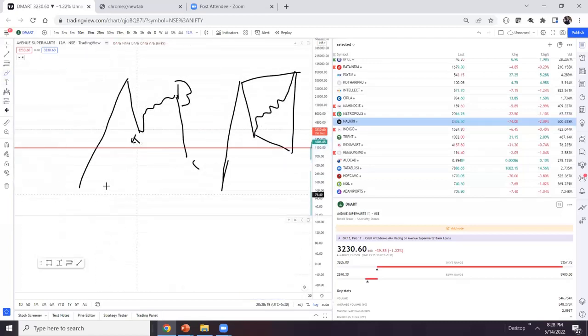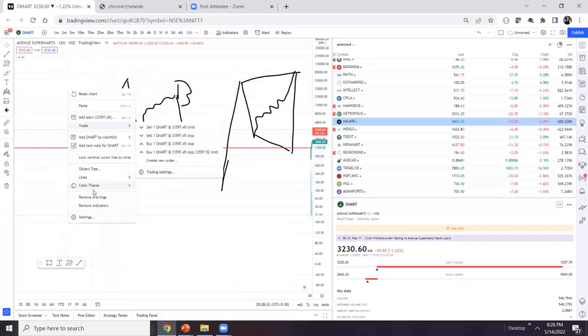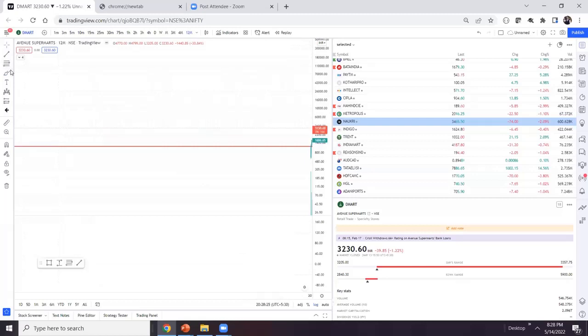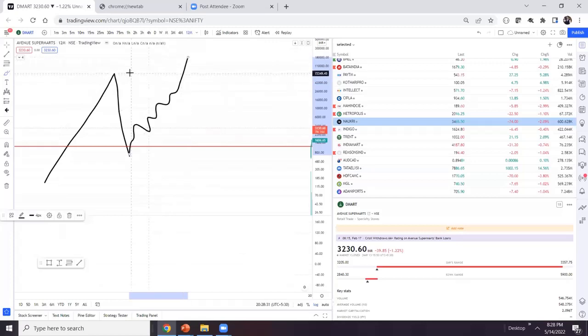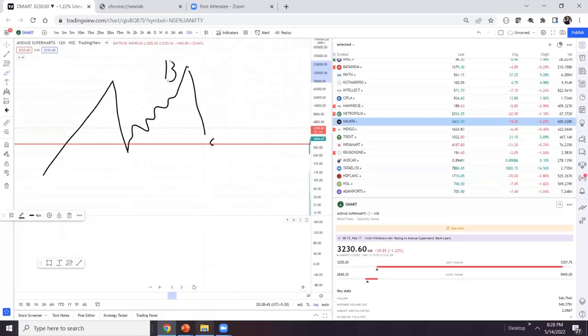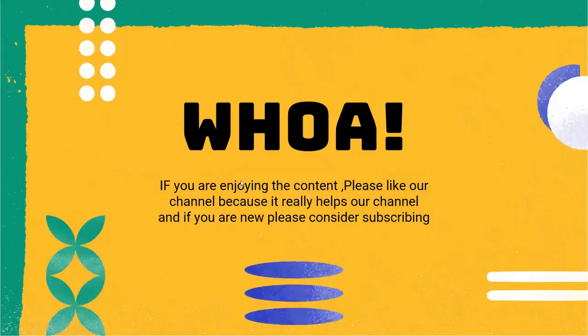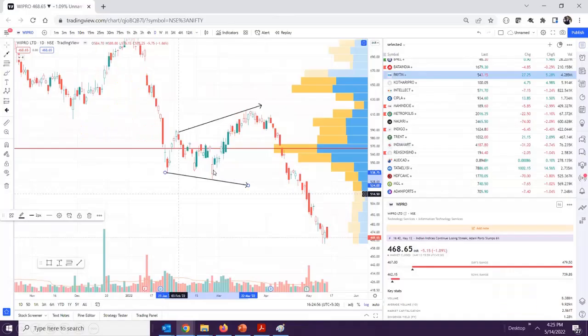In that case, the correction will go above this, but it will quickly come for another way down, which is C. This is B. This will not break this. So let us see the example again. See this one. This is the chart of Wipro. This is the daily chart. You can see that once this presentation is over. Which pattern is this?